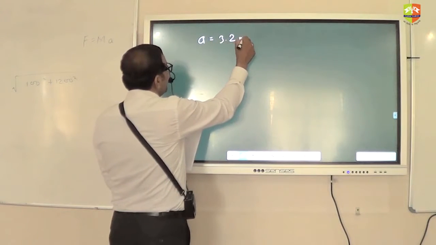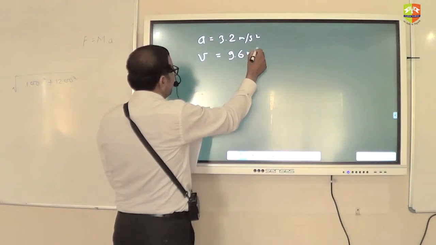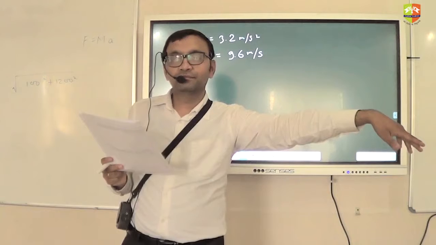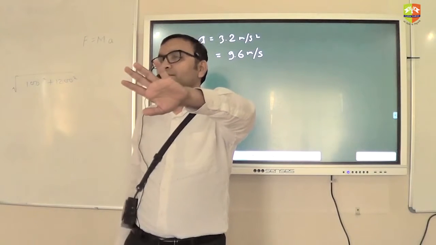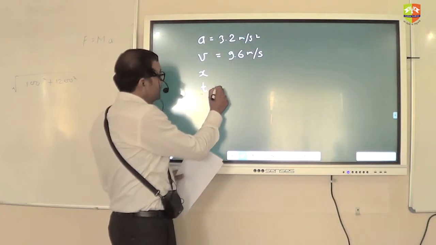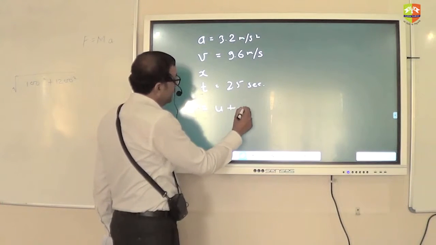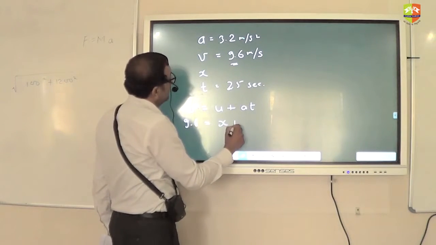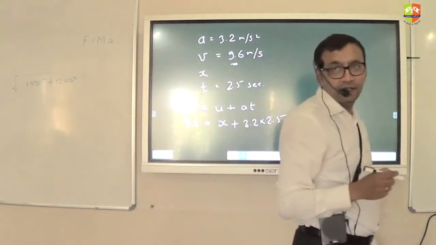Acceleration is 3.2 meter per second square and velocity is 9.6 meter per second. How do you find out its velocity 2.5 seconds earlier? That will be your initial velocity, right? So let's say the initial velocity is x. So t is how much? 2.5 seconds. So how do you get x? By using v equal to u plus at. V is this 9.6. This is x plus 3.2 into 2.5. Getting it?